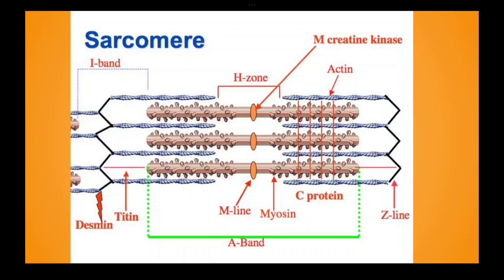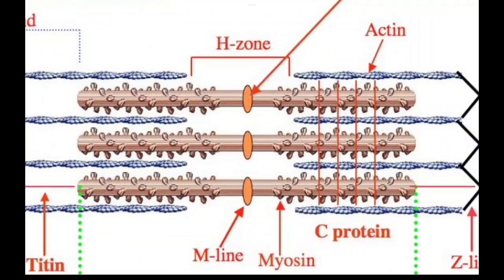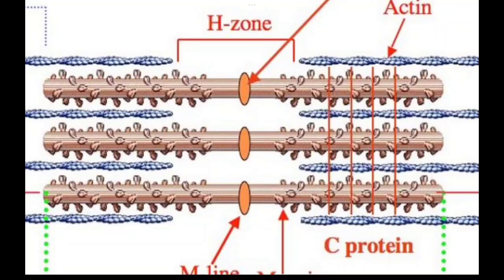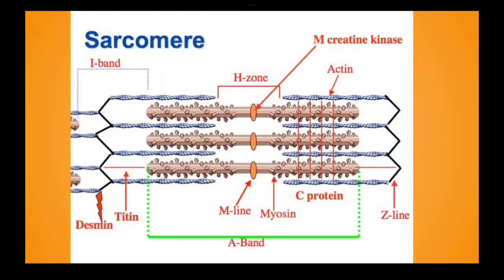Next, we saw the H zone, the region where there are no actin fibers involved. There is only myosin or the thick filaments that are observed under the microscope. So that is the H zone. Coming to the M line, which is the central region of the sarcomere, it is the center between the two Z lines. That region is called the M line. So that covers the bands and the lines that are present.